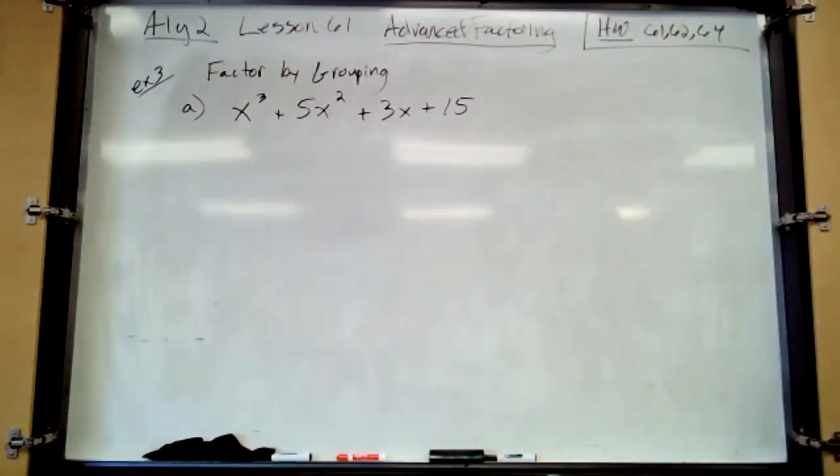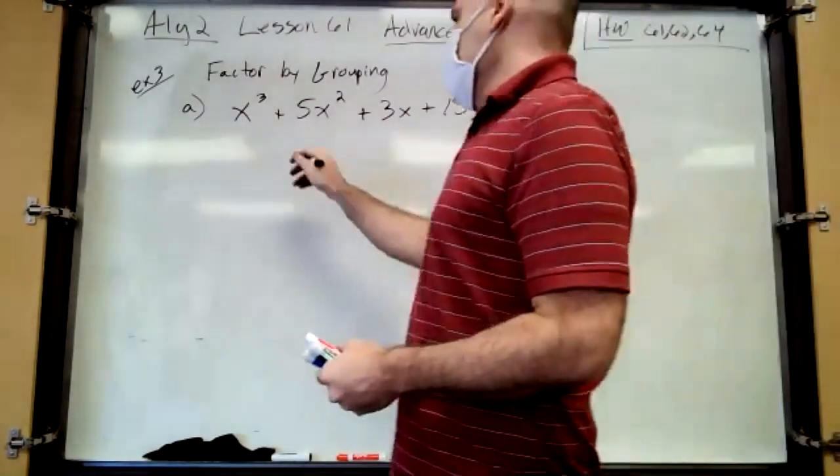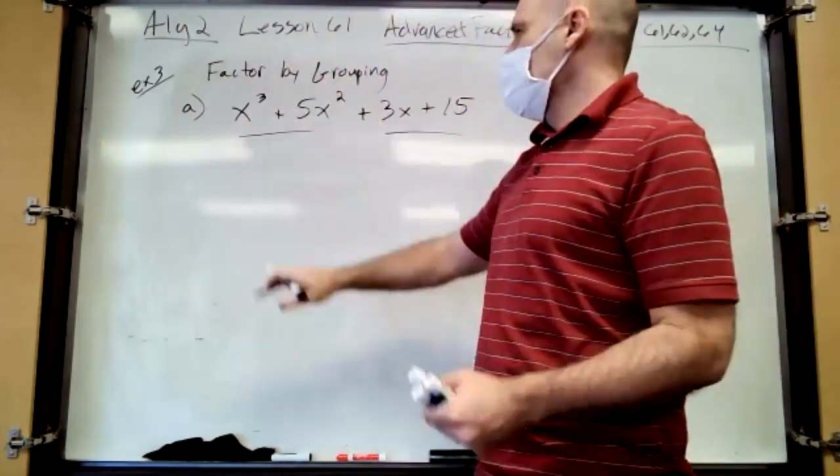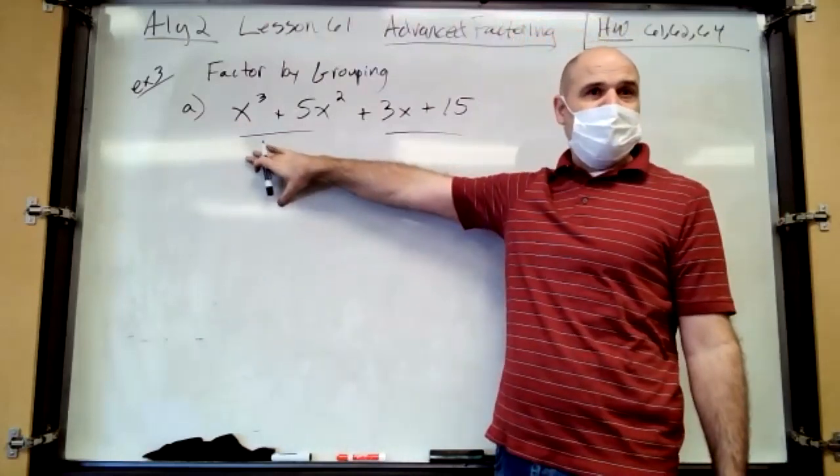But here's what you can do. You can just factor a couple of these, and this only works when it says factor by grouping. But I can factor this. What goes into both of these?